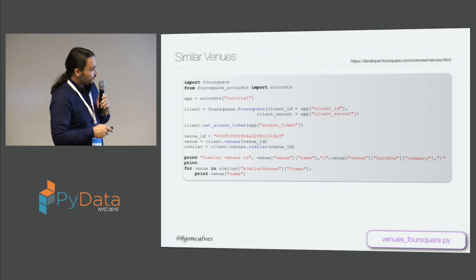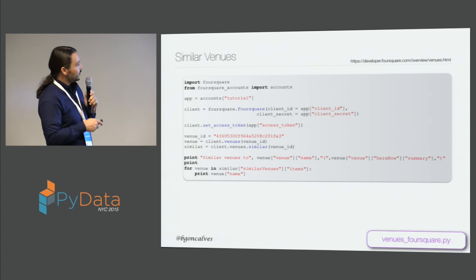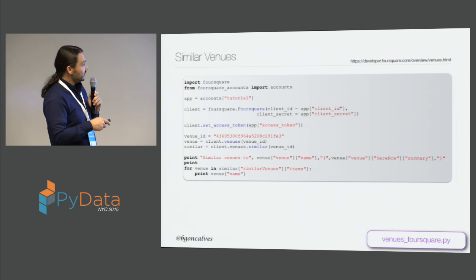So this is an example on how to find similar venues. Again, you're just doing the authentication thing. So up to here, it's exactly the same thing. Then this is the venue ID I'm looking at. I'm using the client object to access the venues. So I give it the venue ID, and that gives me the venue information.